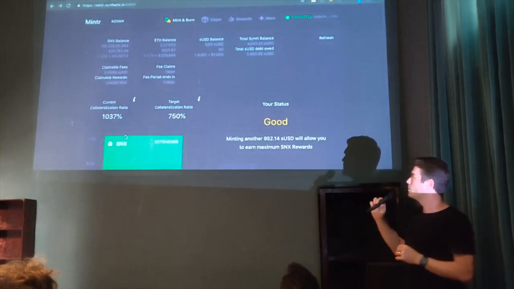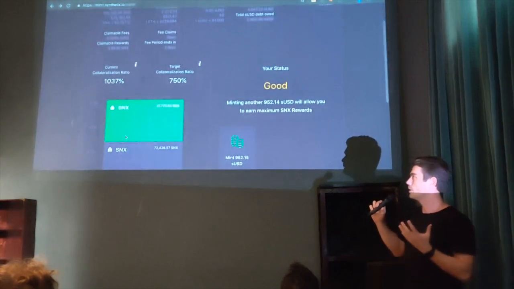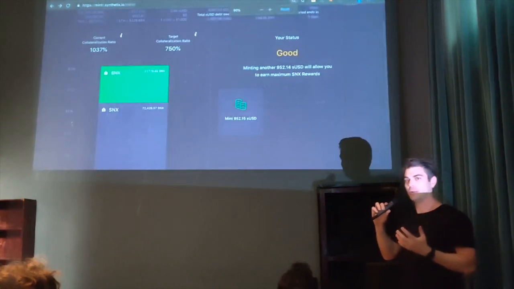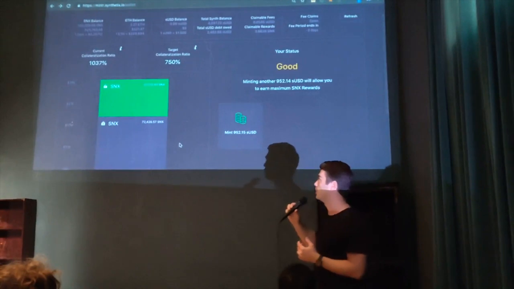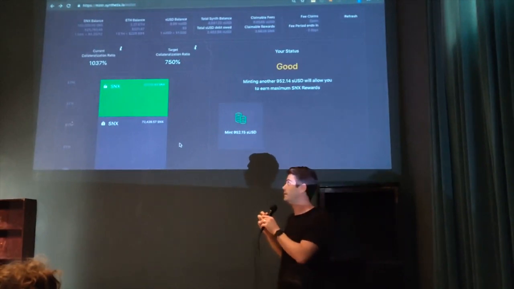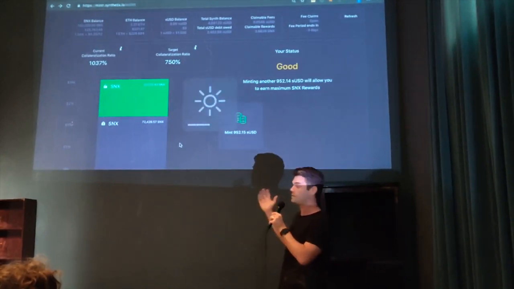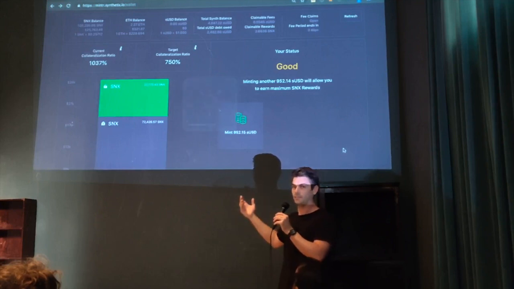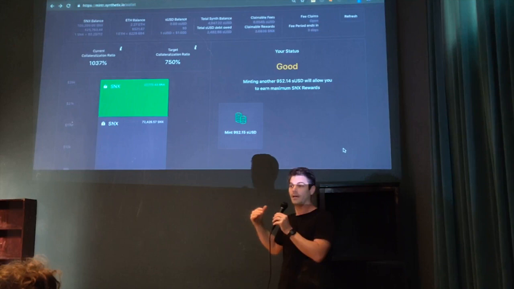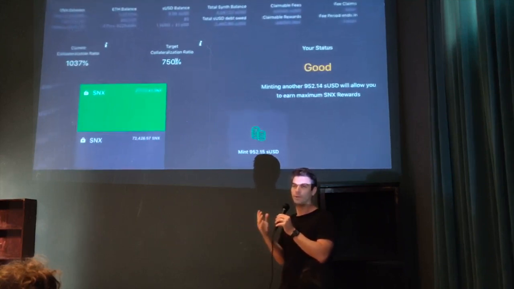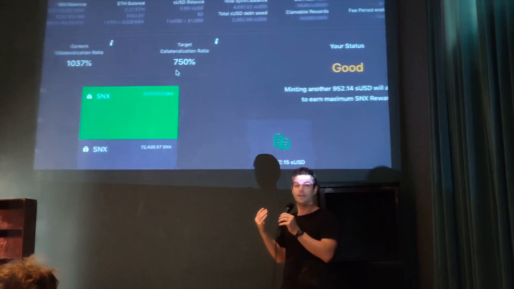Yeah. So basically, what you start off with is you've got SNX tokens, right? So you've got the collateral token, and that collateral token is locked, and you issue debt against it. And the system allows you to issue up to 750%. So it's quite a high buffer, right? The network is really over collateralized, right?